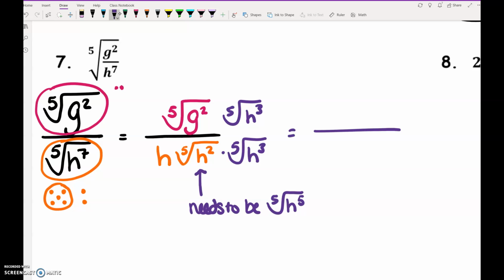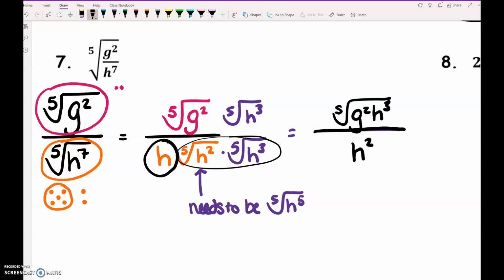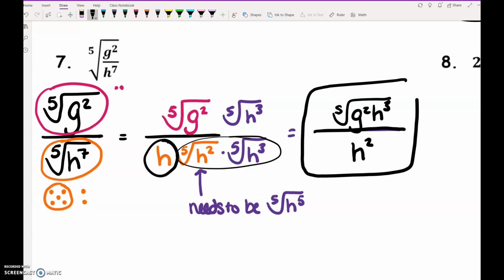So our final answer is the 5th root of g squared h to the 3rd over, how many h's are on the bottom now? H squared. You've got the original h, and then by completing that group of 5, you created another h, so now there's h squared on the bottom. Is that 5 on the outside of it? Yeah, that's a 5th root. Oops. Okay.